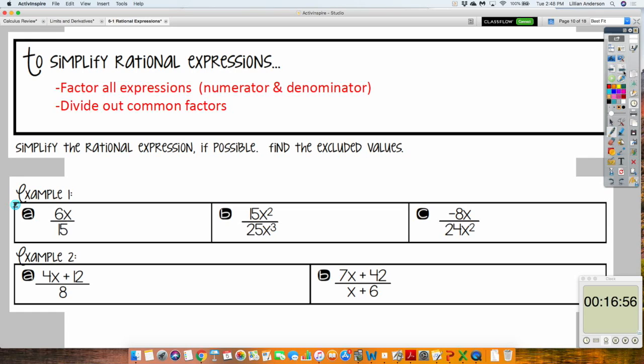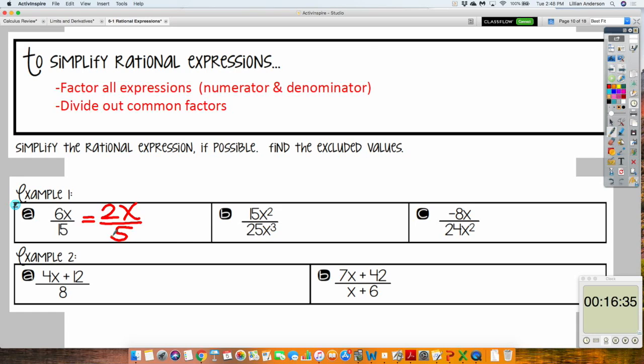You divide by 3, the top and the bottom, right? Whatever you do to the top, you got to do to the bottom. What's 6 divided by 3? 2x. And then what's 15 divided by 3? 5. We took out the common factor, which was a 3. We canceled that out, and we were left with 2x over 5.